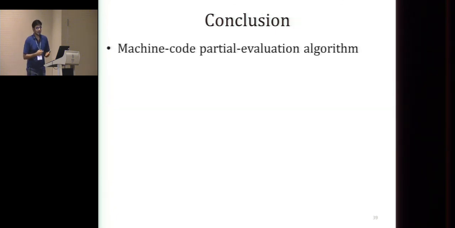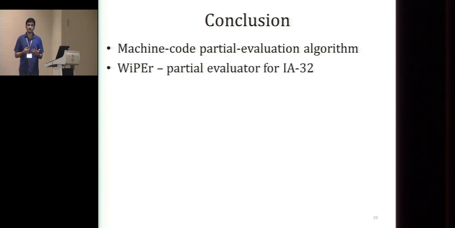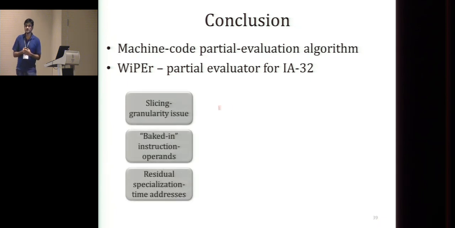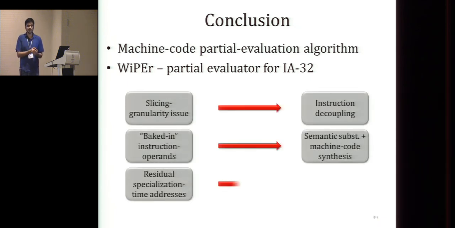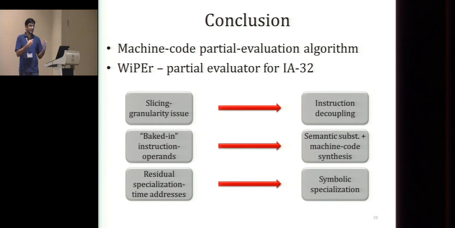So in conclusion, I presented an algorithm for machine code partial evaluation. I presented Viper, which is a partial evaluator for IA32. We looked at the issues arising specifically in machine code partial evaluation and how Viper has novel aspects in its design to deal with those issues.